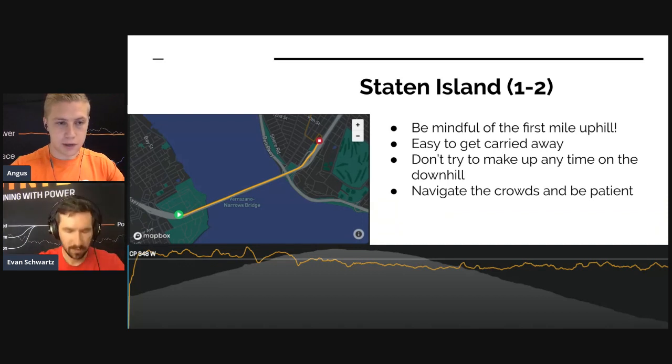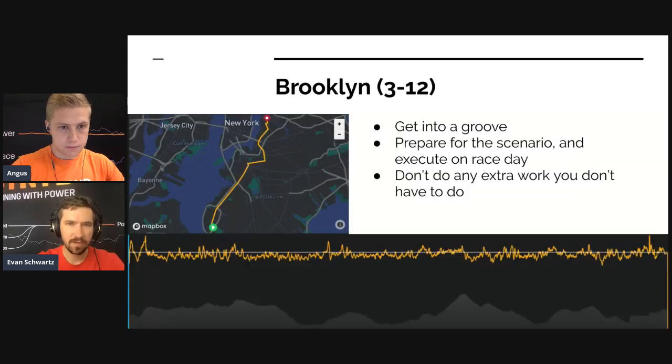If you keep your lowest power at the start, that is setting you up for the best chance of success, especially if you have not run the course before. I think it's so crucial to have your lowest mile power splits at the start of the race. Absolutely. Let's move on to the second part of the course, miles 3 through 12 through Brooklyn.